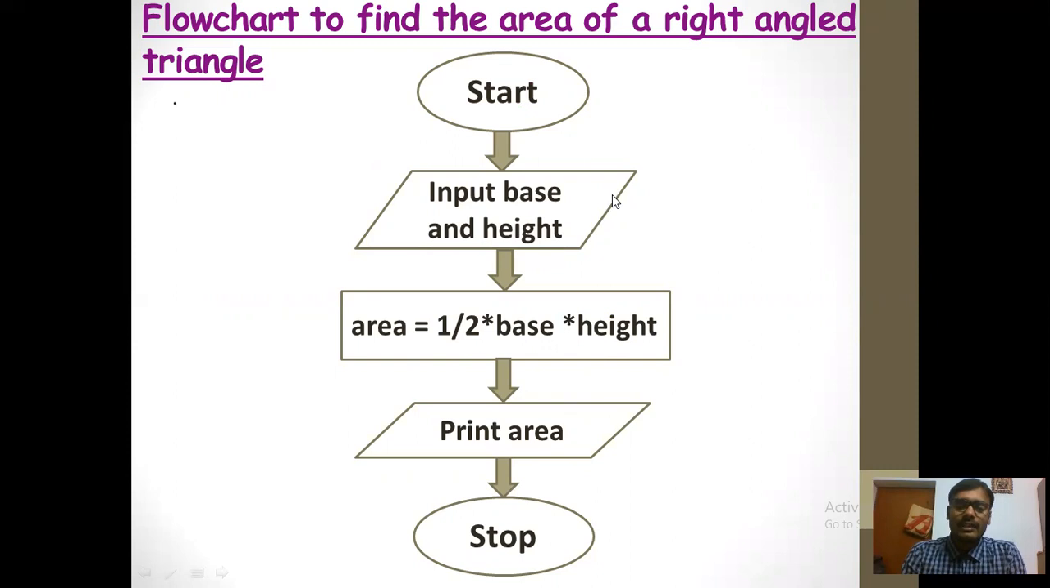So you focus here, different symbols are having different work. Input symbol, it is looking like a parallelogram. Output symbol, it is also a parallelogram symbol. Process symbol, it is rectangular in shape. And start and stop symbol, it is elliptical in shape. So different symbols denote different functions in the flowchart.